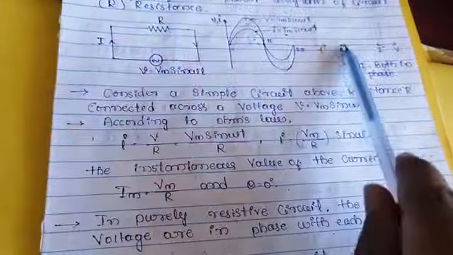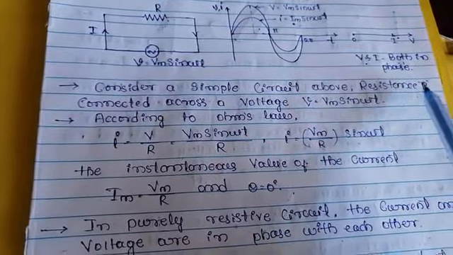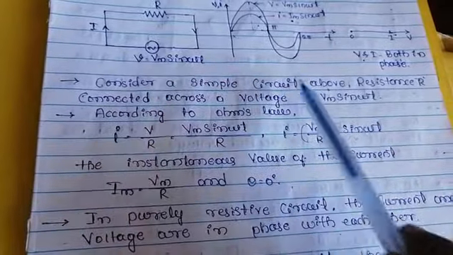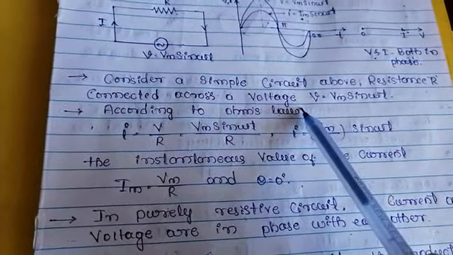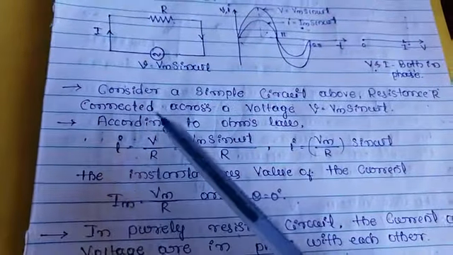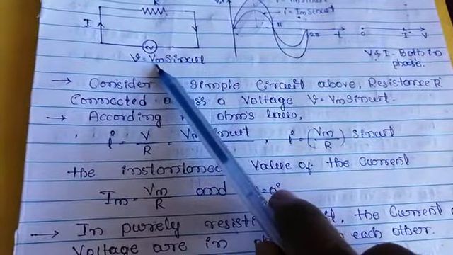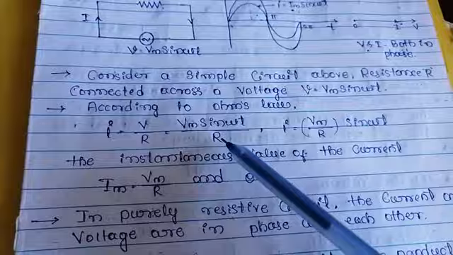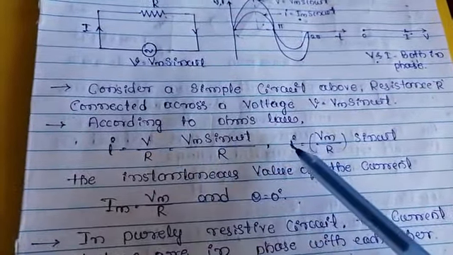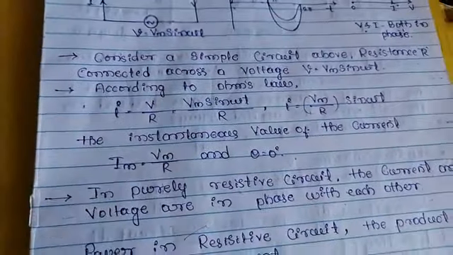Here is what we have to study. Consider a simple circuit with a resistor R connected across a voltage source V, where V means Vm sin ωt. According to Ohm's law, we can apply Ohm's law to this circuit. I = V by R. V is what we are giving, the input supply Vm sin ωt, divided by R. So we write i = (Vm / R) sin ωt.